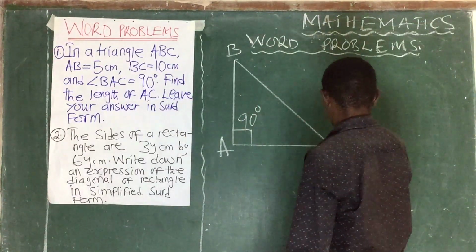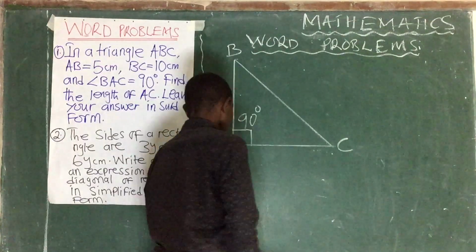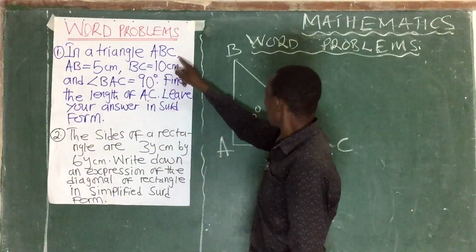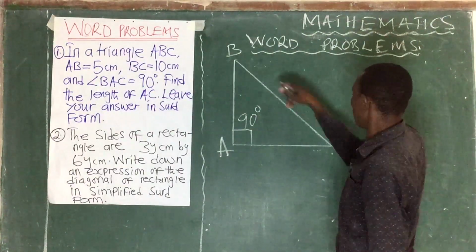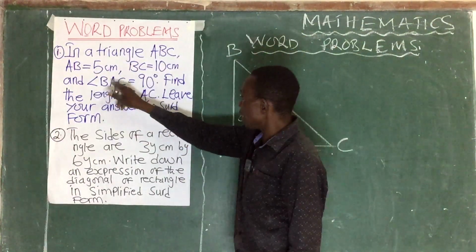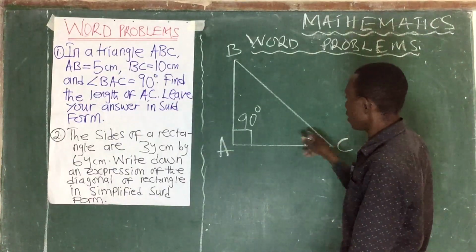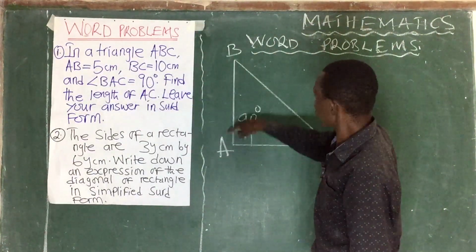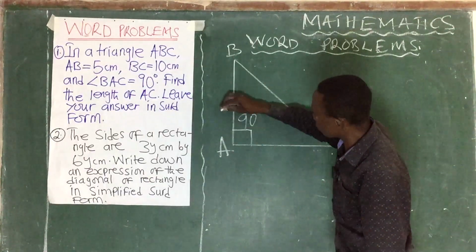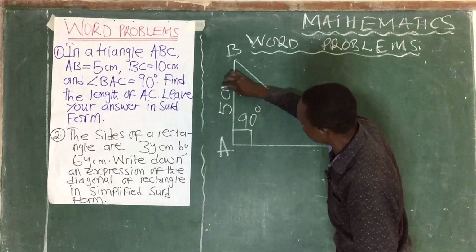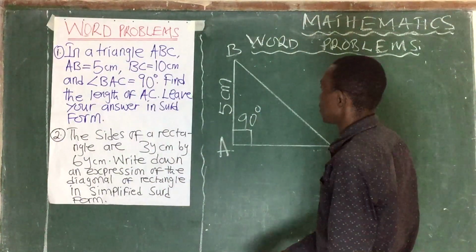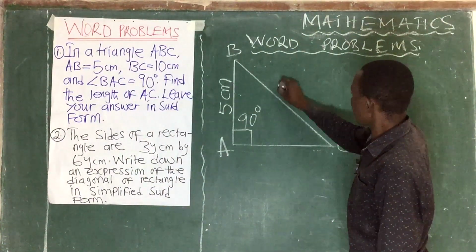So my C will be here. Right. So if you look here, the triangle is still defined as ABC. So you can begin to say ABC, where our angle BAC is 90 degrees. What is side AB? This one here is AB, given as 5 centimeters. And this other side, BC, is 10 centimeters.